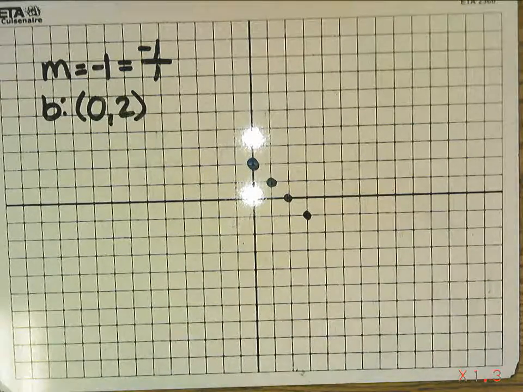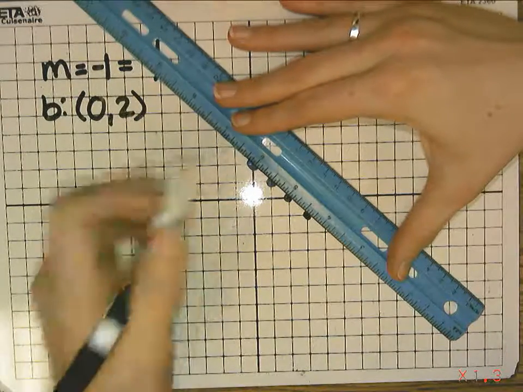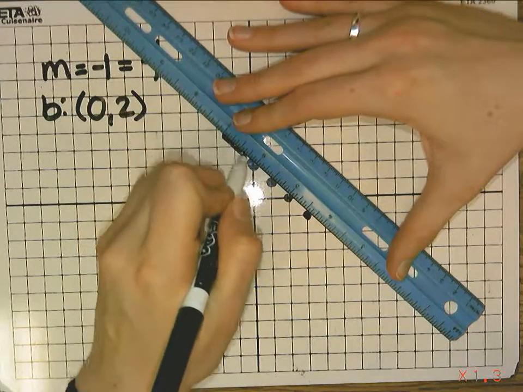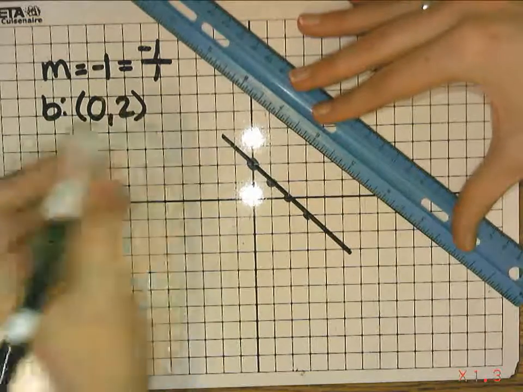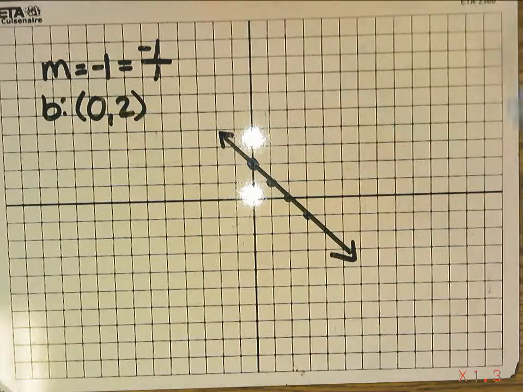So now I have many points to make sure my line is accurate. I'm going to take my ruler, draw my line, and remember my arrows. And that's how you take an equation, identify your slope and your intercept, and graph it.